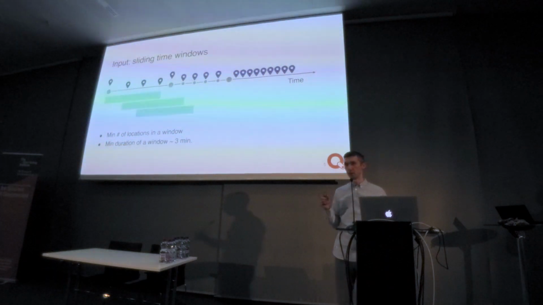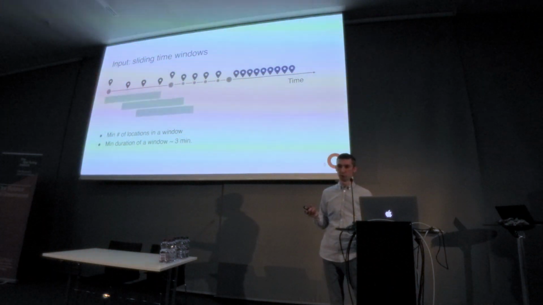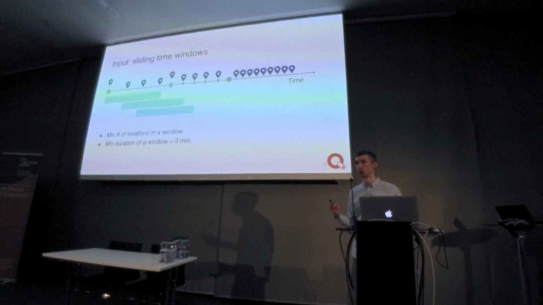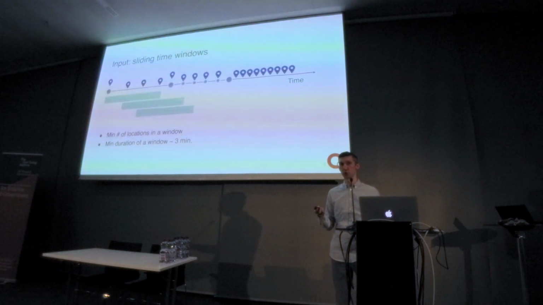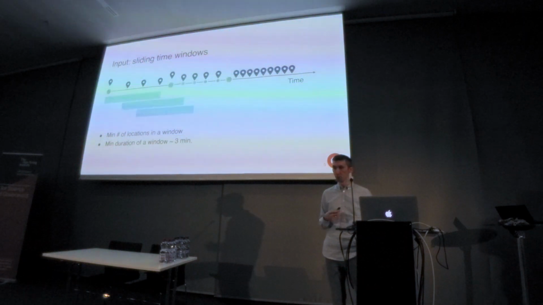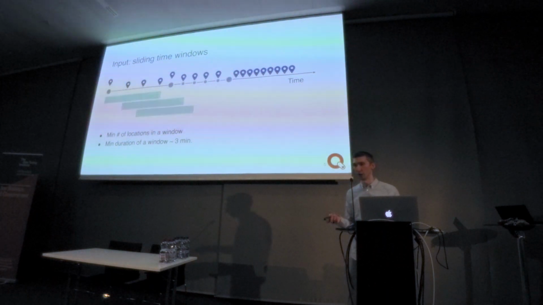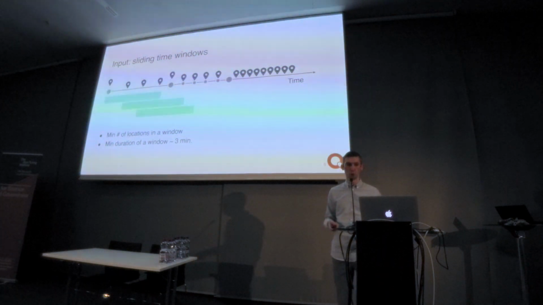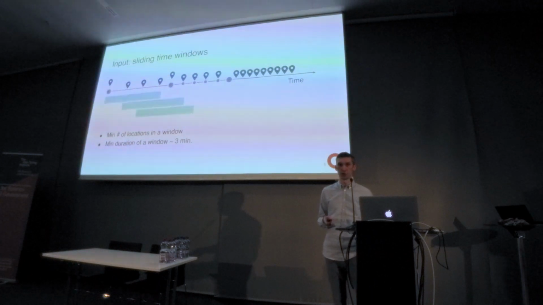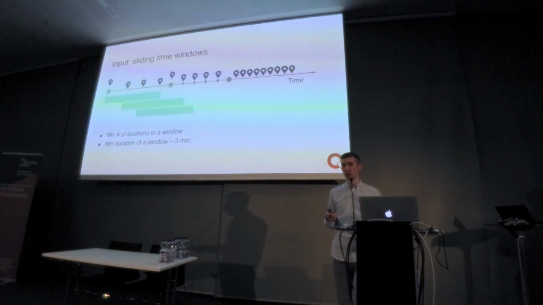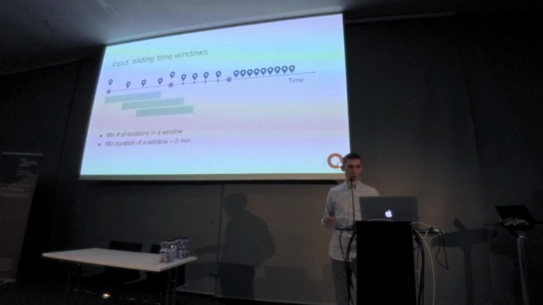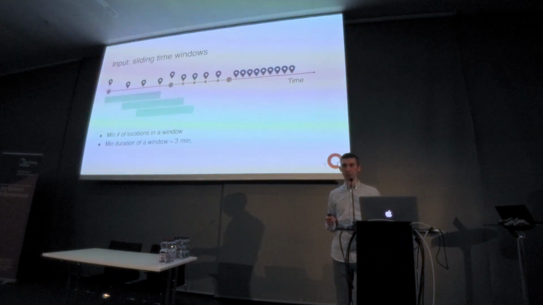And the second thing is the minimum number of locations in the window, because we don't control the delivery of locations to us. This is controlled by the mobile operating systems, Android or iOS, and they don't always deliver locations at exactly precise time intervals. So you want to also strike a balance here.